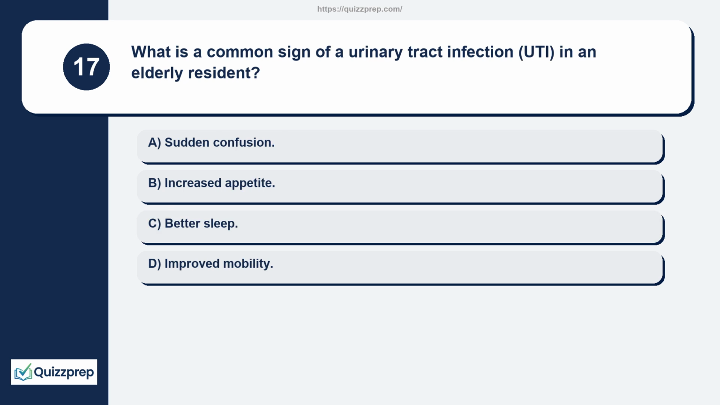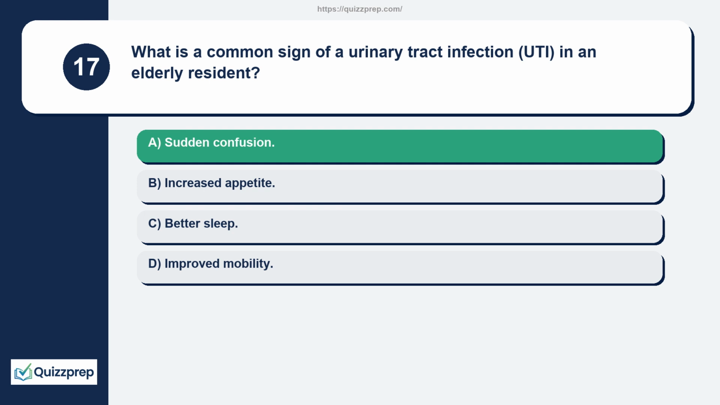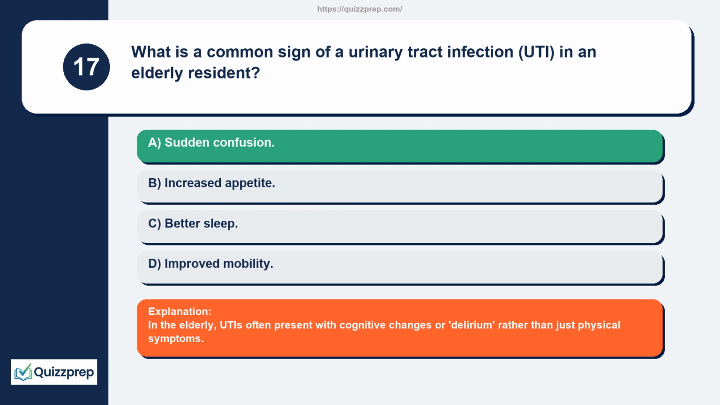Question 17. What is a common sign of a urinary tract infection, UTI, in an elderly resident? Sudden confusion. Increased appetite. Better sleep. Improved mobility. In the elderly, UTI often presents with cognitive changes or delirium rather than just physical symptoms.